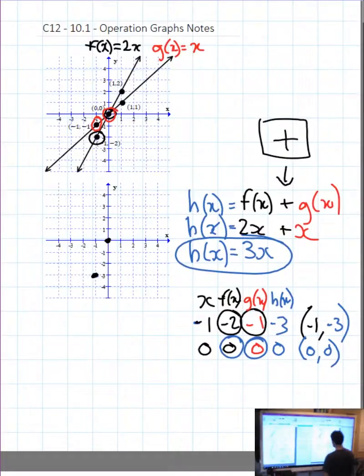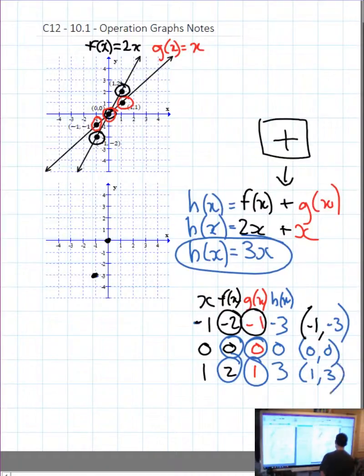Let's choose one more x value. So when x is 1, f of 1 is 2. G of 1 is 1. And if I want to add those together, I get 3. Therefore, x was 1 and we got 3. So we have a point 1, 3. Now we can put a line through it. And we can call it h of x equals.